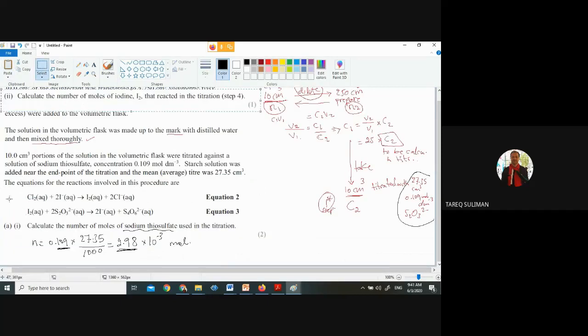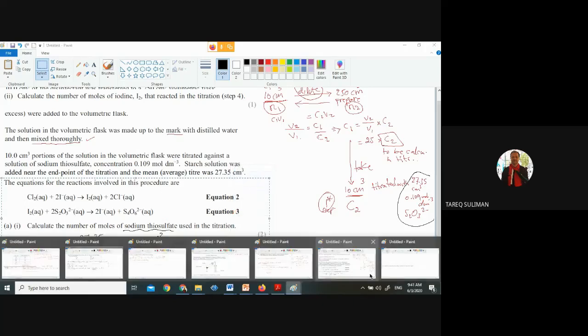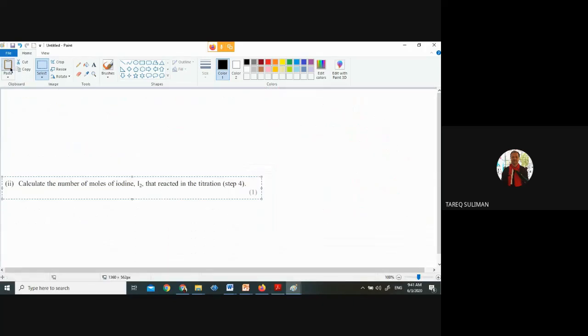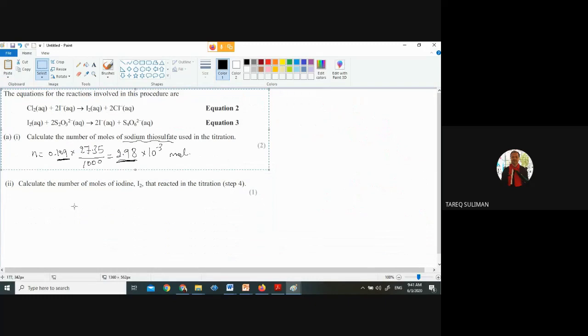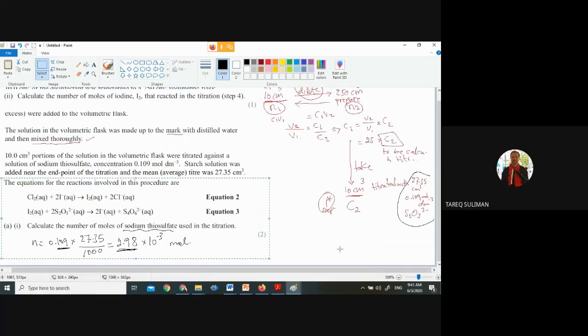Number of moles of iodine. I need this. We calculated this and we have the equations here. I need these to continue the calculation. So we did this. Calculate number of moles of iodine. I need this information.